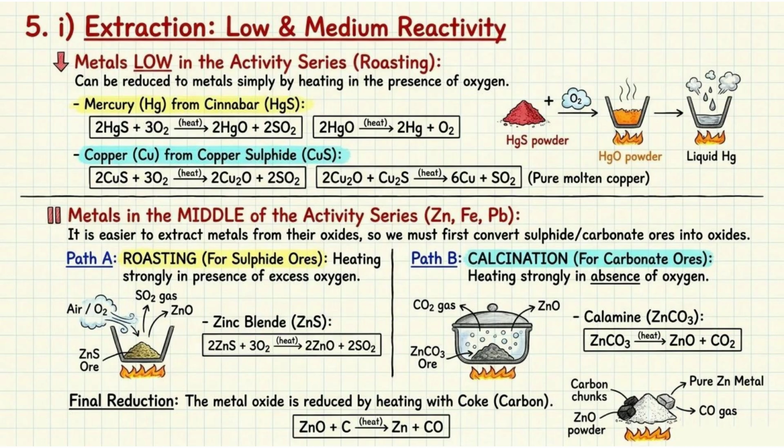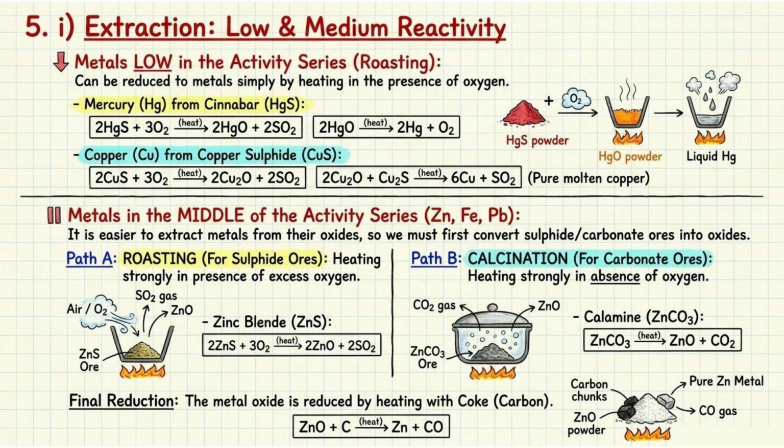Now for medium reactivity metals in the middle of our series: zinc, iron, and lead. It is chemically much easier to extract a metal from an oxide rather than a sulfide or carbonate. So our first step is to turn the ore into an oxide, and we have two different paths for this. Path A is for sulfide ores, and we use roasting, heating strongly with excess oxygen. Right, so for zinc blende ore, 2ZnS + 3O2 + heat yields 2ZnO, zinc oxide, plus 2SO2.